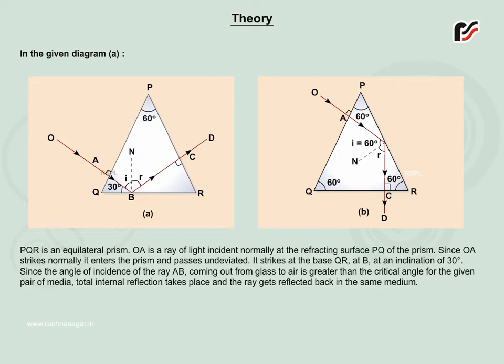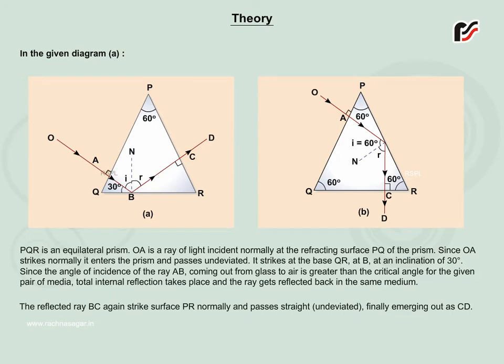Since the angle of incidence of the ray AB coming out from glass to air is greater than the critical angle for the given pair of media, total internal reflection takes place and the ray gets reflected back in the same medium. The reflected ray BC again strikes surface PR normally and passes straight, undeviated, finally emerging out as CD.